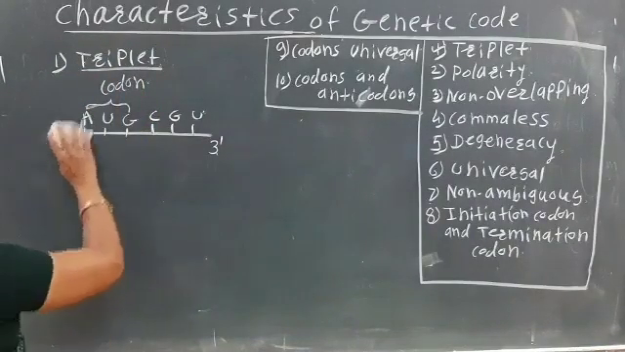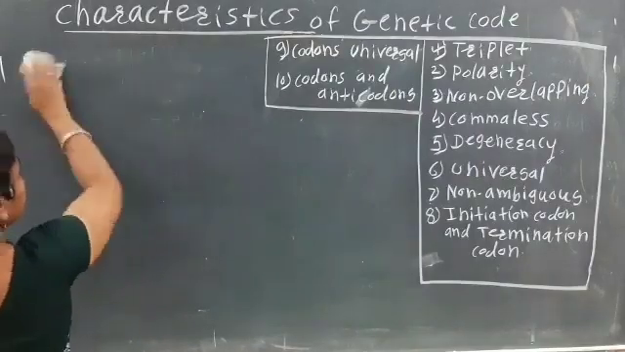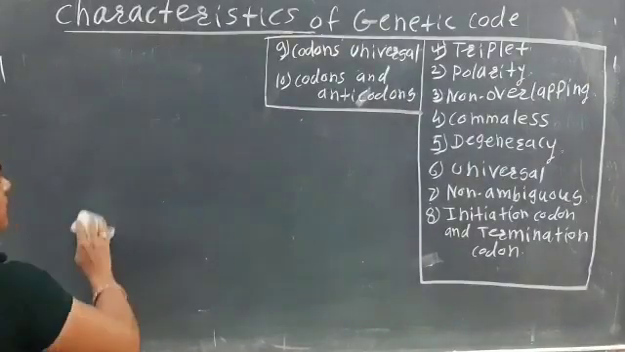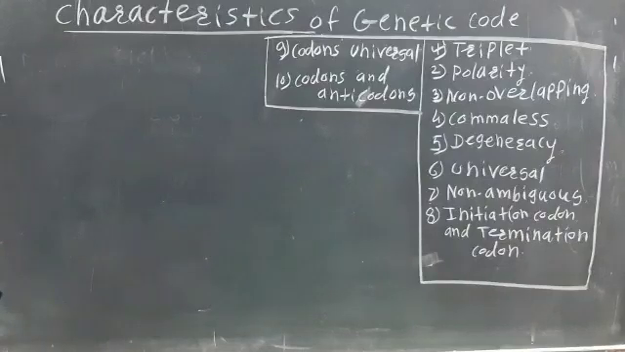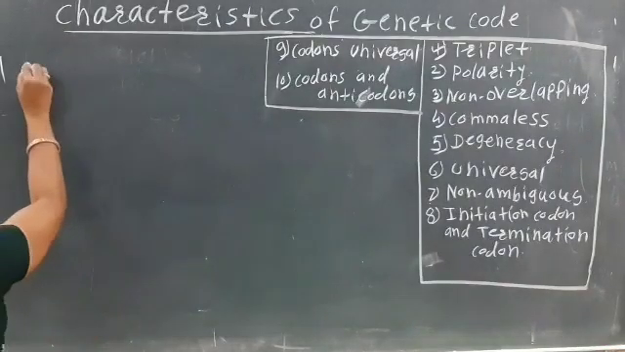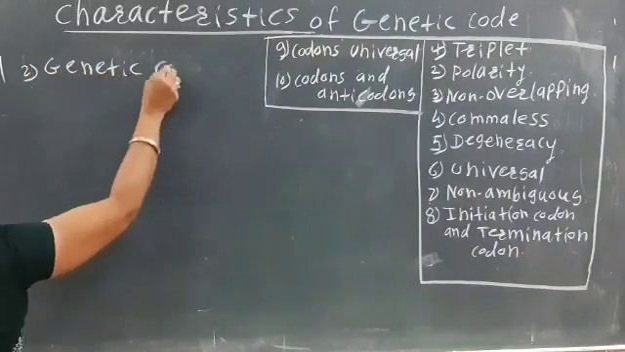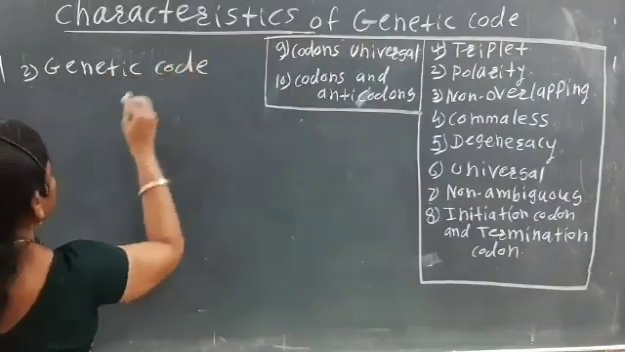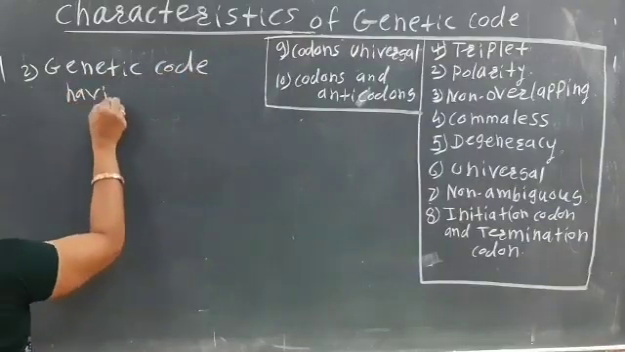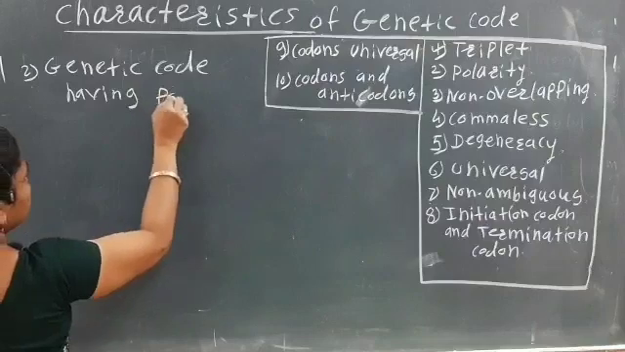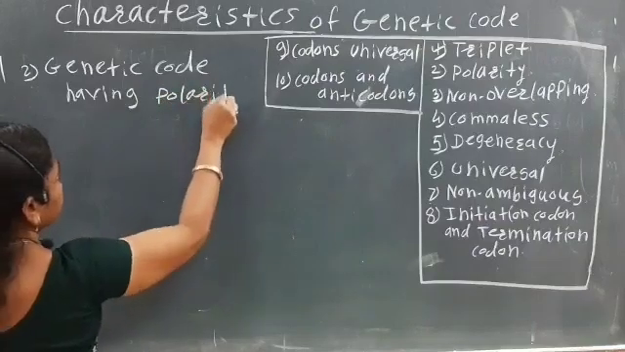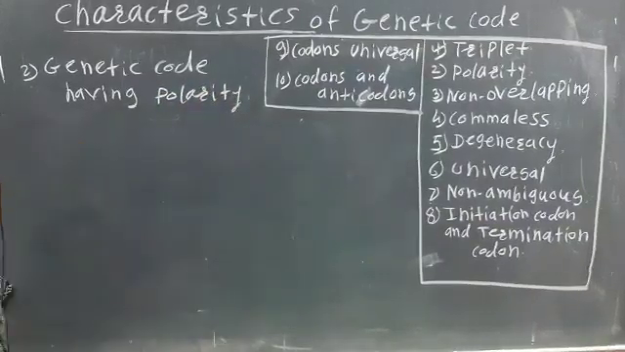Then next, the second characteristic is about polarity. The genetic code has polarity.